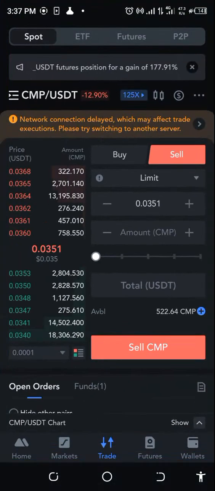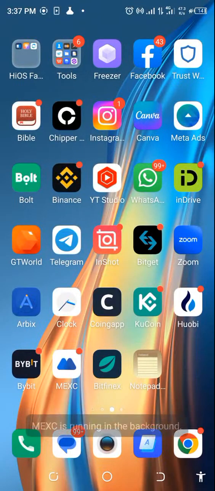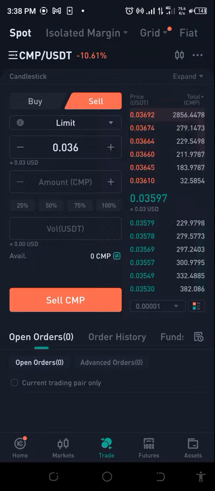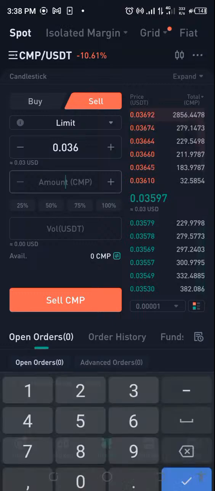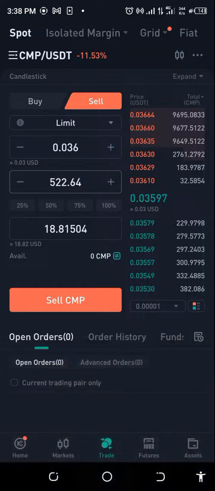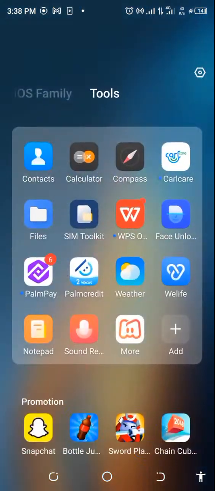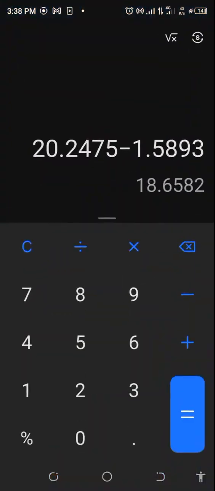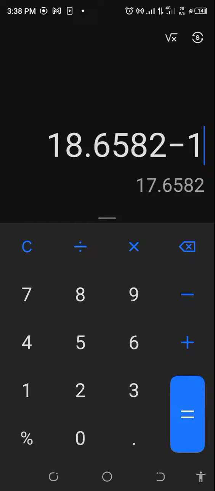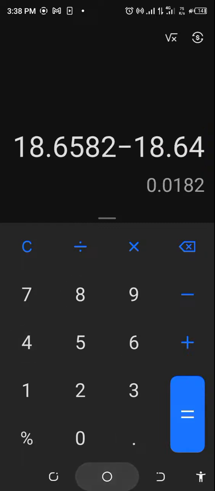522.64 CMP. All right, so that means that if I send that, 522.64, am I right? Well, we should be able to get 18.81. Don't forget that what we're using is 18.65. There's still supposed to be some profit, right? So if we say that's 18.64, am I right about that?